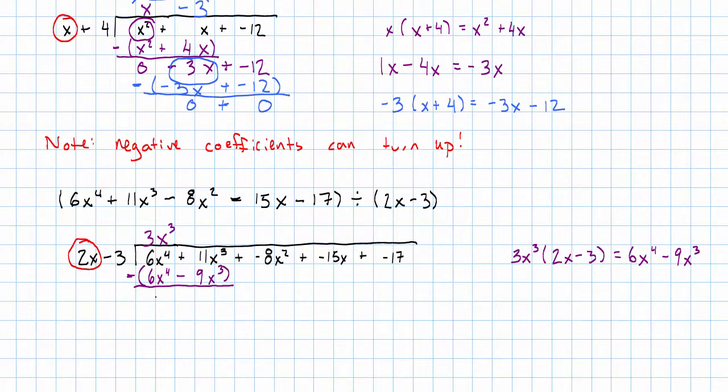6x to the fourth minus 6x to the fourth is just 0. 11x to the third minus negative 9x to the third. That's the same as plus positive 9x to the third. 20x to the third. Notice how easy it would be to mess up the signs there. I really recommend writing this out off to the side. Okay, now we bring down the next term. Negative 8x squared.